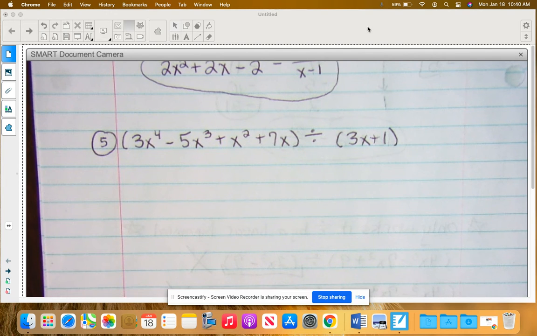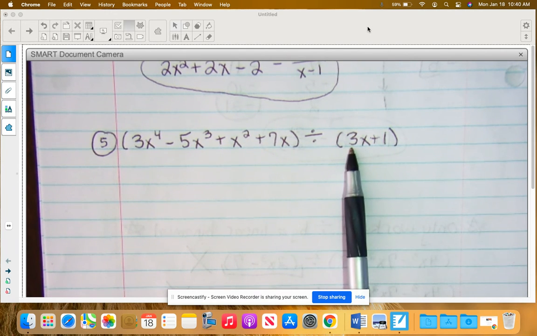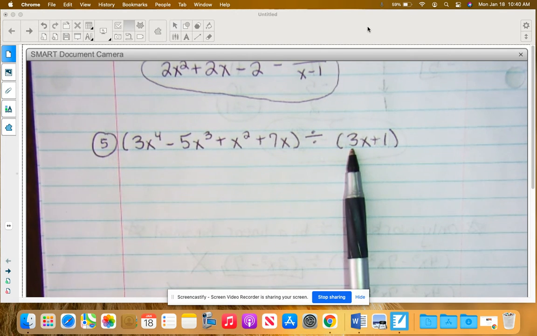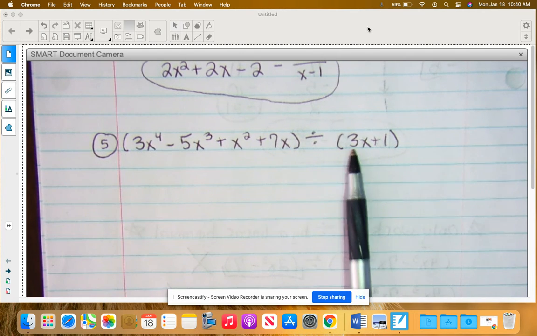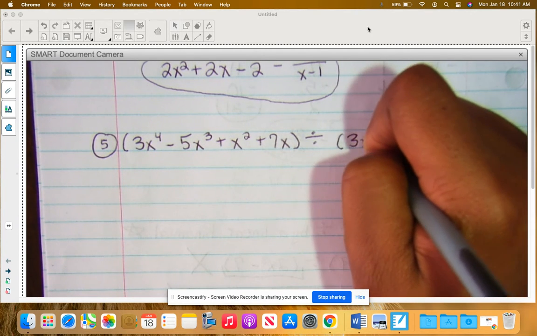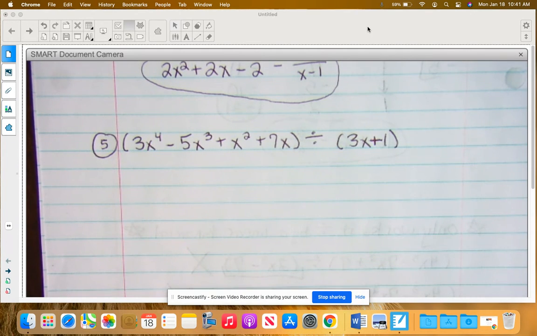Now, this is a linear binomial. However, my first coefficient is not 1. If you take a look at all the other problems we've done doing synthetic division, they were like 1x or 1a or 1m. This has a 3 in the front, but I still can do synthetic division because it still is a linear binomial. We just want the first coefficient to be 1.